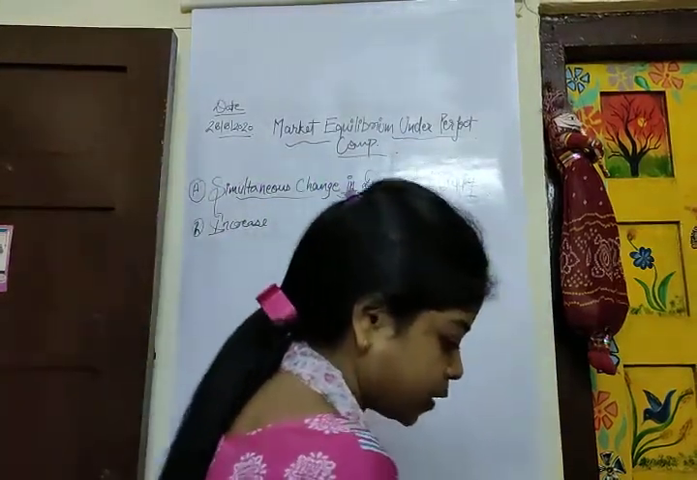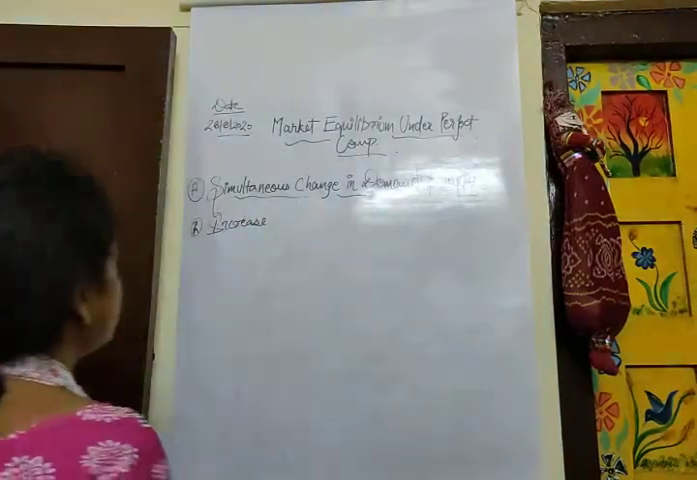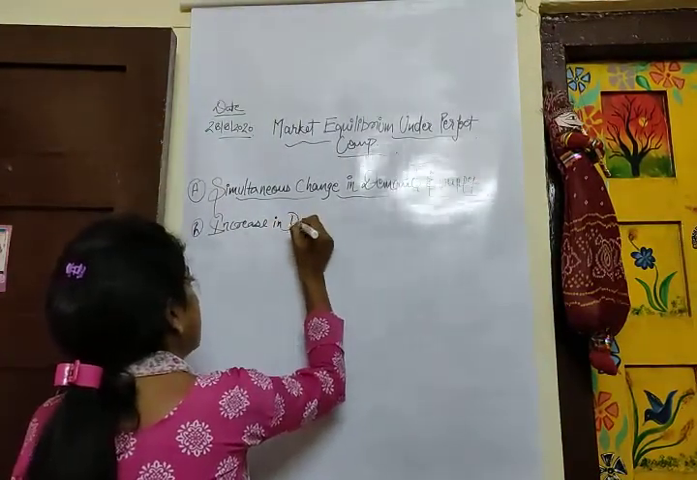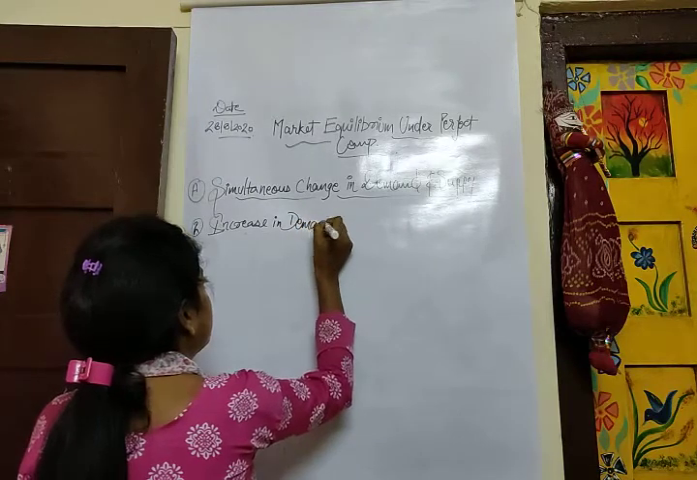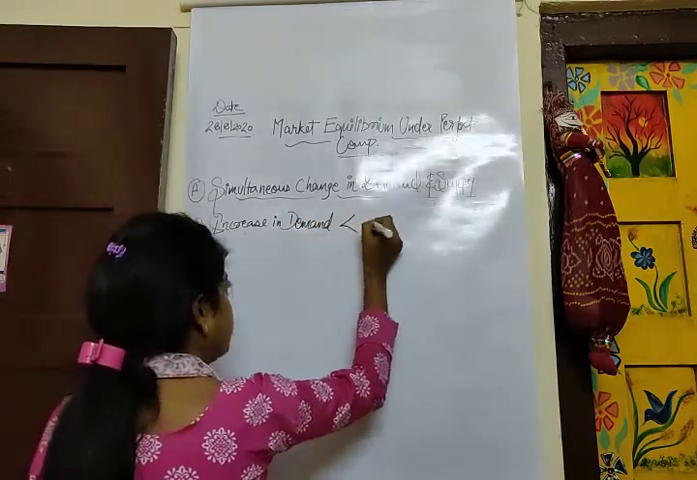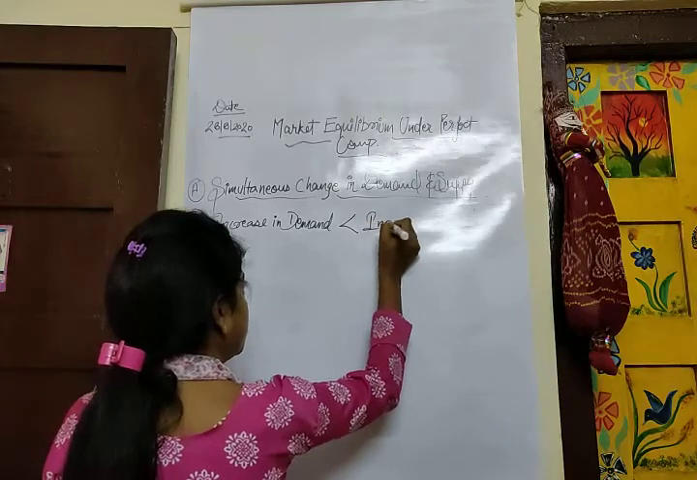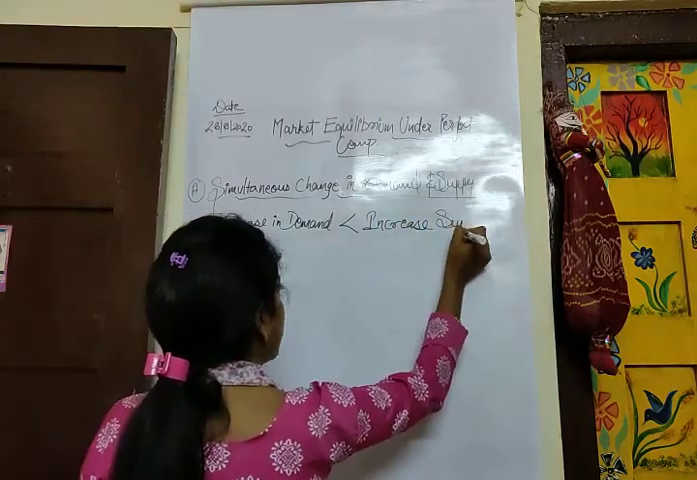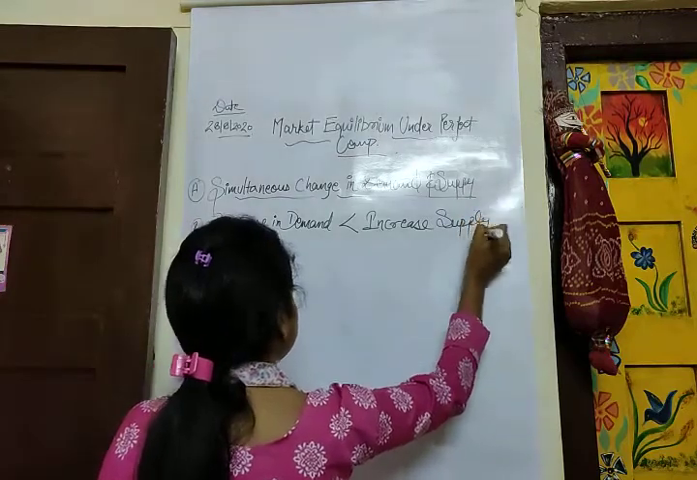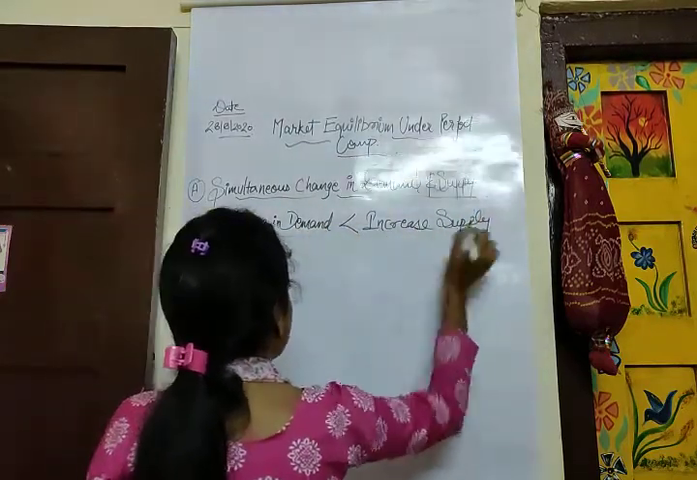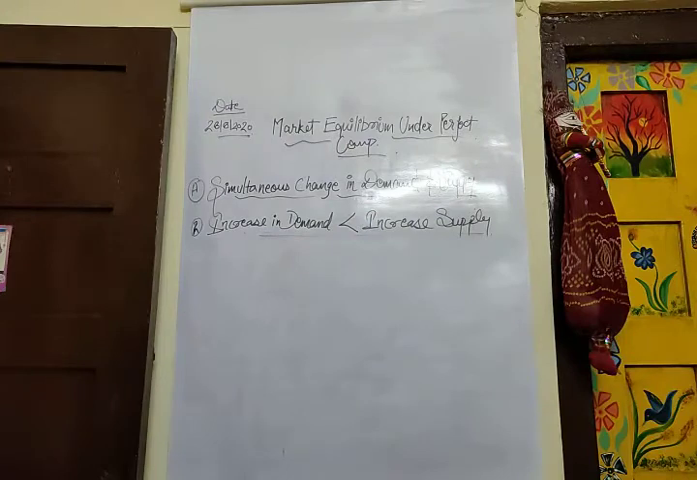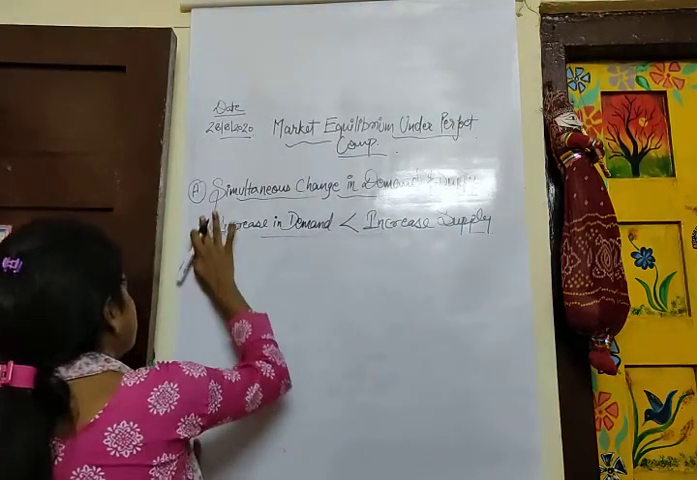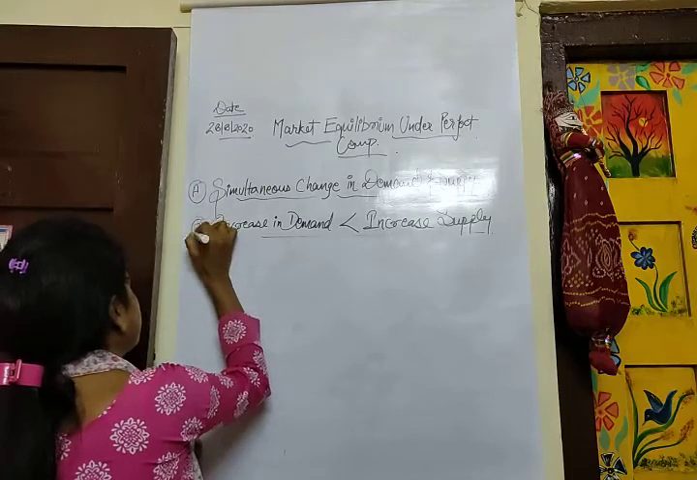The next situation is increase in demand is less than increase in supply. For this, again we have to draw first. It is the next situation, situation 3.